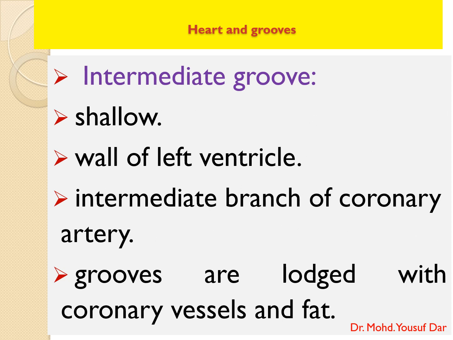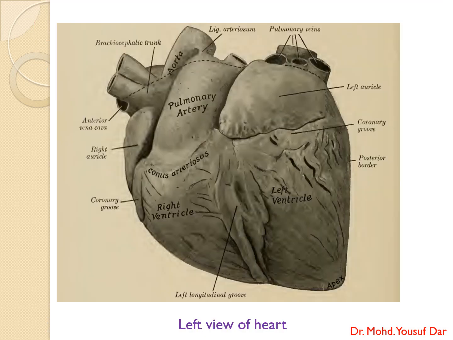And now coming to the another type of the groove, that is the intermediate groove. The intermediate groove is shallow. It is present on the wall of the left ventricle. It contains the intermediate branch of the coronary artery. So these different types of the grooves, coronary groove, longitudinal groove, right or left, or intermediate groove, they are lodged with the fat and the coronary blood vessels.